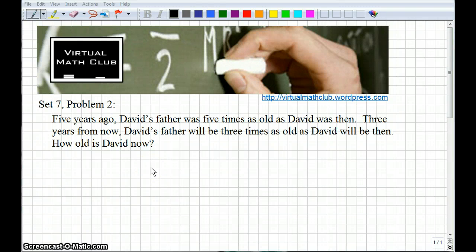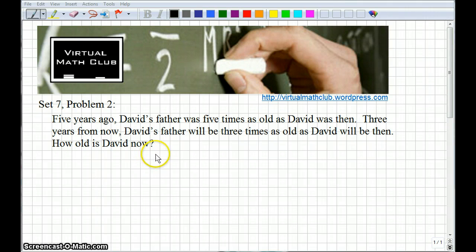All right. Problem number 2 says 5 years ago, David's father was 5 times as old as David was then. 3 years from now, David's father will be 3 times as old as David will be then. How old is David now?